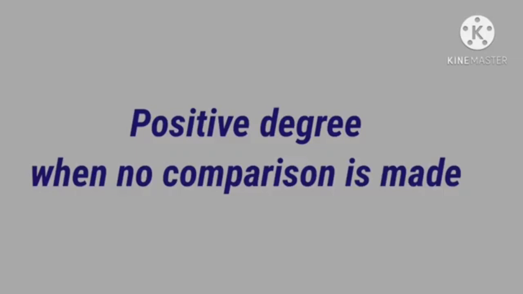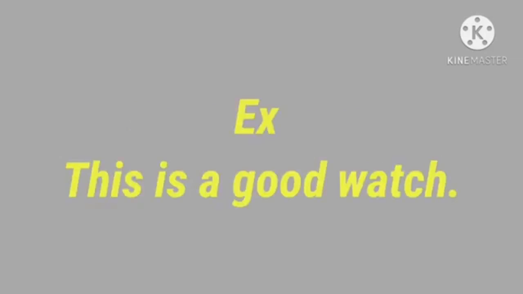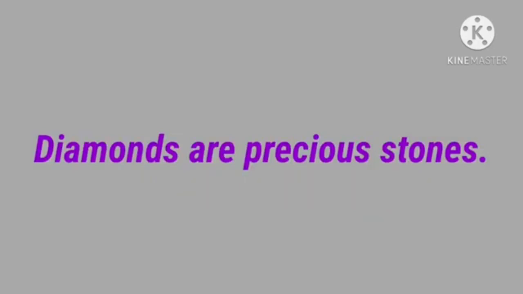Let's see some examples. This is a good watch. Here, watch is a noun. We are speaking about only one noun. We are not comparing the watch. So here we are using the positive degree. Good is a positive degree word. Second, diamonds are precious stones. Here we are speaking about the one noun, diamonds. So no comparison is made here. We are using the positive degree. Precious is a positive degree.